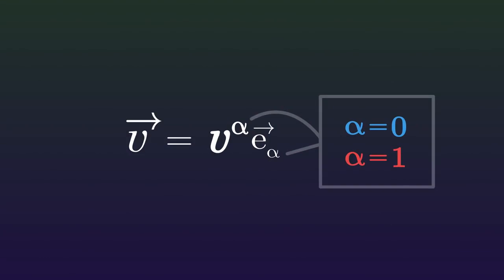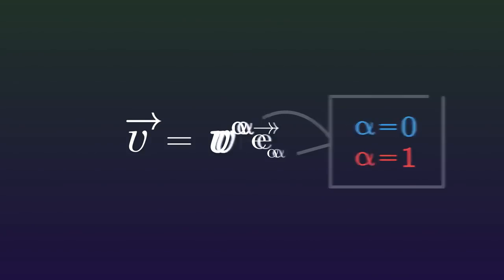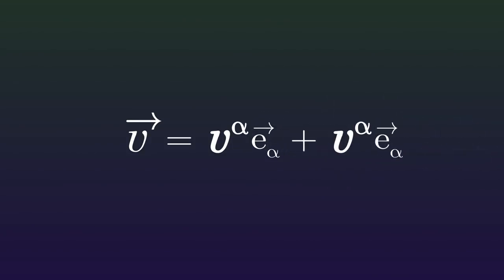When a Greek letter is repeated twice, once up and once down, it actually stands for a sum in which this Greek letter is replaced by each coordinate one by one.